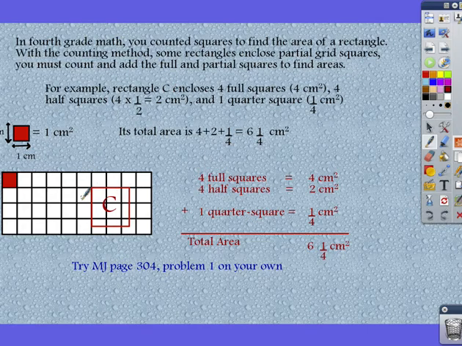So if we were taking a look at C, we have 1, 2, 3, 4 full squares, excuse me. We have about 1 here and another full one here, so that's our 2. And then we have this little section, which is equal to about 1 out of 4, so 1/4. So we could say that this is equal to 6 1/4 centimeters.